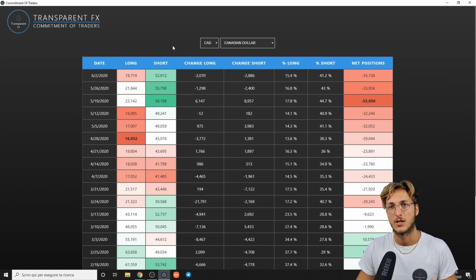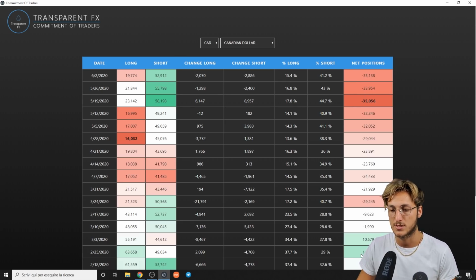So how are they positioned in the CAD? Now keep in mind that on the spot, all currencies are traded against the USD. So if you want to check the data for USDCAD, you actually have to check the CAD, which is actually CAD USD, because as I just said, all currencies on the spot are traded against the USD. So if you check CAD, you're actually checking CAD USD.